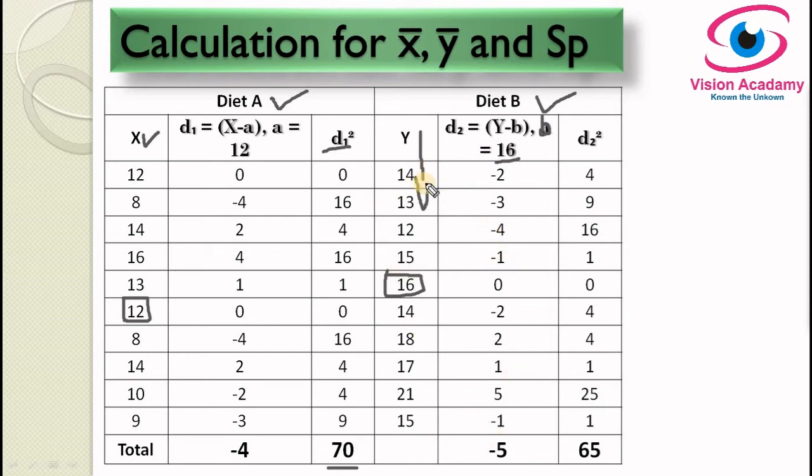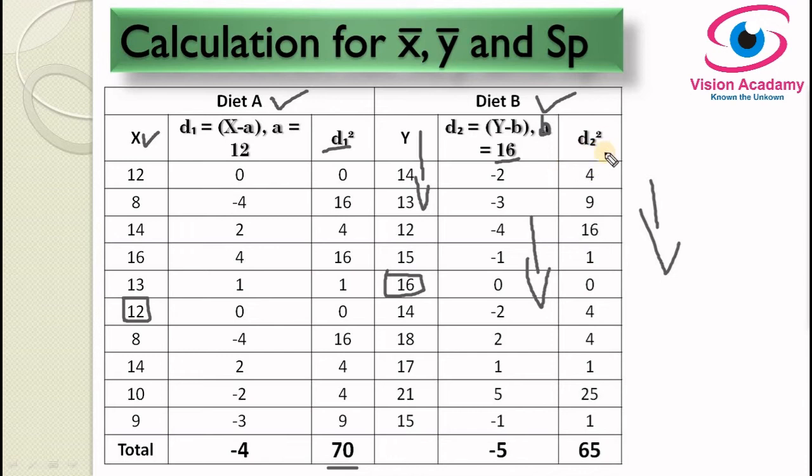Here also, I have subtracted the sample values from the assumed mean. The first sample value is 14 minus 16, minus 2; 13 minus 16, minus 3; 12 minus 16, minus 4; 15 minus 16, minus 1, and so on. All the values are obtained as follows. In the third column of diet B, we have squared the deviation d2. So minus 2 into minus 2 is 4, minus 3 into minus 3 is 9, minus 4 into minus 4 is 16, and so on.